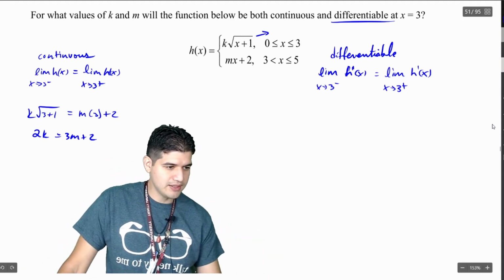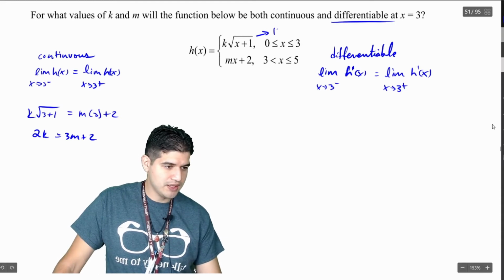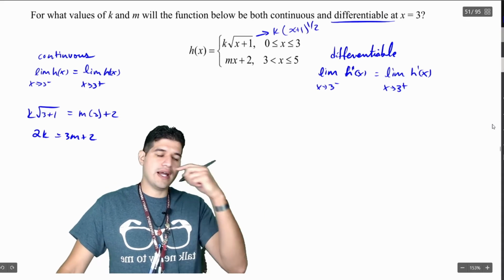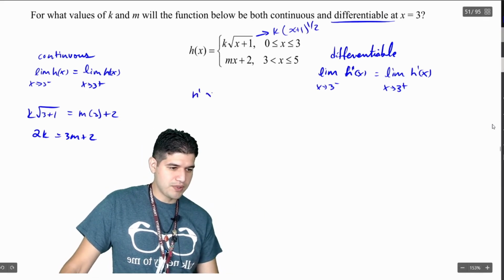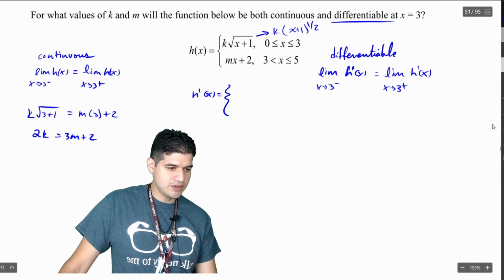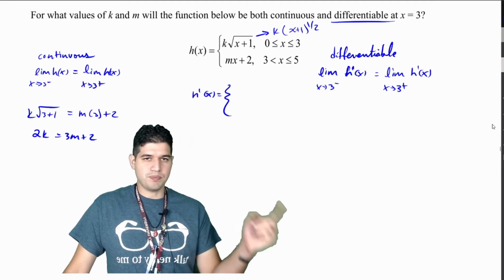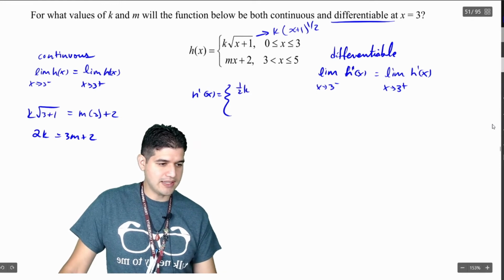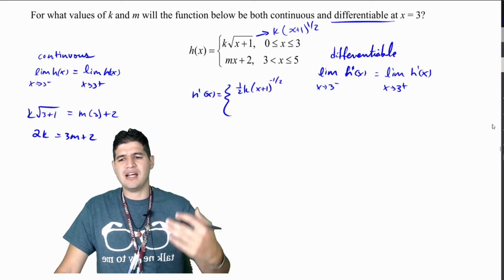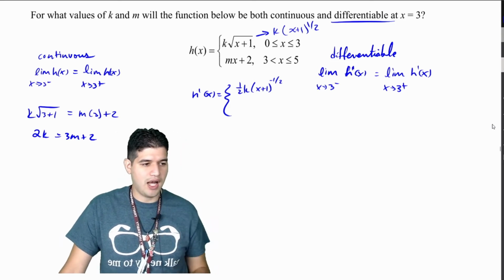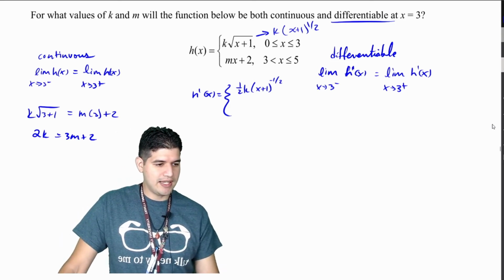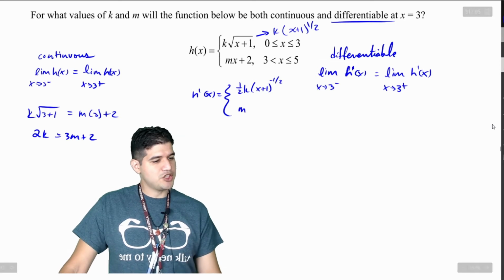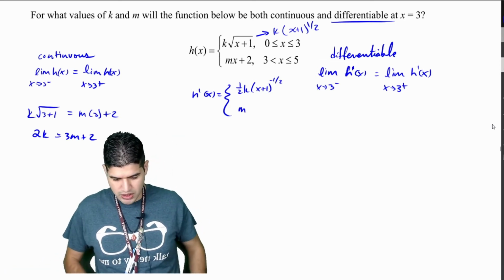So I'm going to rewrite this as I normally do, just because I freak out if I don't rewrite it. All right, so I'm going to take this derivative. I'm going to write down h prime of x is equal to, and let's figure this out. Bring the 1/2 down, 1/2 k, because that's a constant multiple. And then we get x plus 1 to the negative 1/2 times 1, okay? I'm not going to write down the domain here just to save some time. And then I'm going to get m, just m. That's pretty simple.